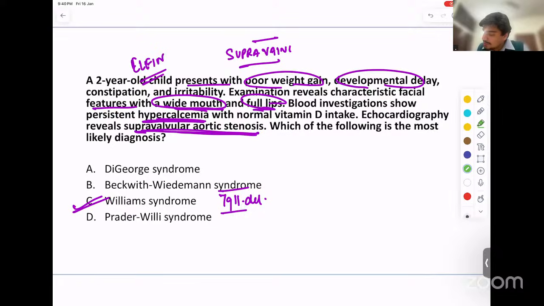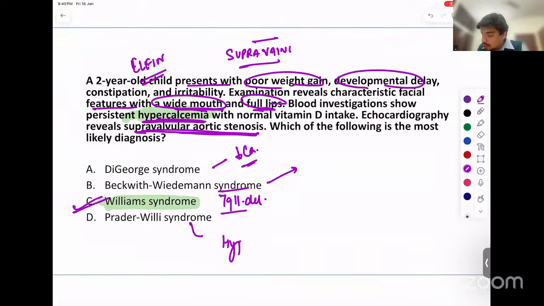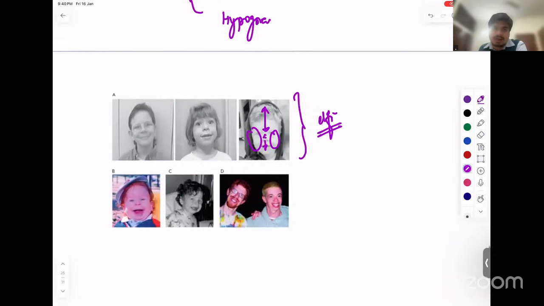Plus the hypercalcemia. The hypercalcemia also is pointing towards Williams syndrome. DiGeorge will have decrease in calcium. Beckwith-Wiedemann syndrome will have hemihypertrophy. Prader-Willi will have hypogonadism, right? So these are the things, and this is how you can end up getting to the answer.